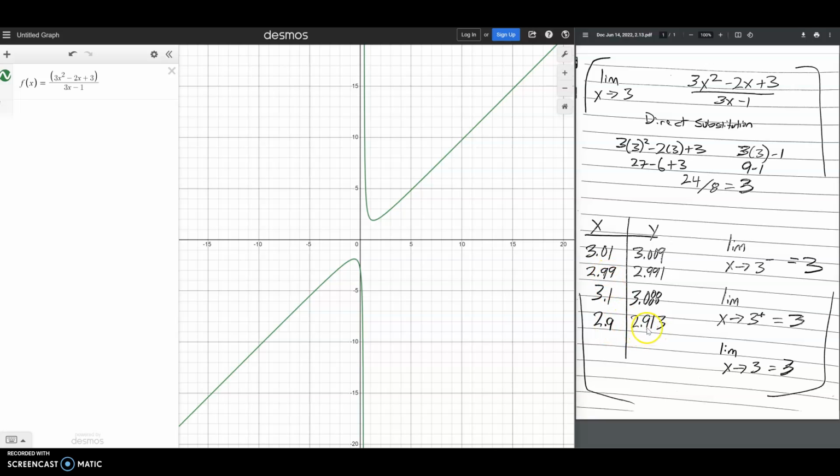If we start here at 2.9 and then do our x at 2.99, we get our y at 2.991, which is bringing us closer to our limit of positive 3.